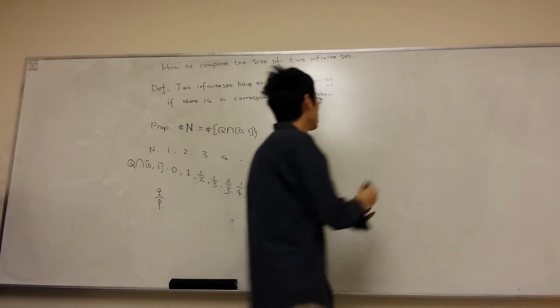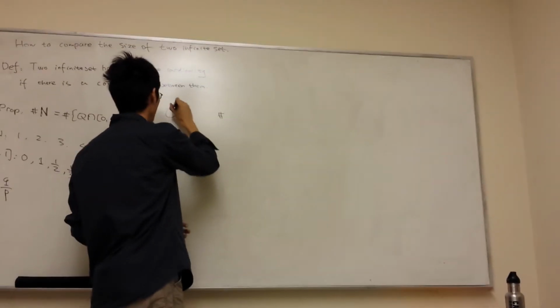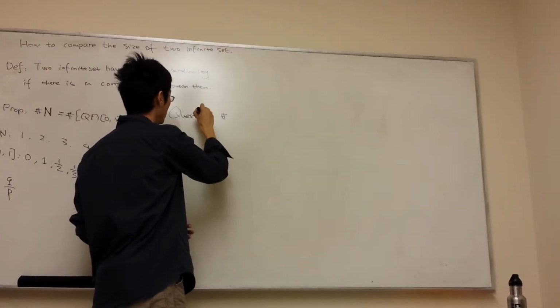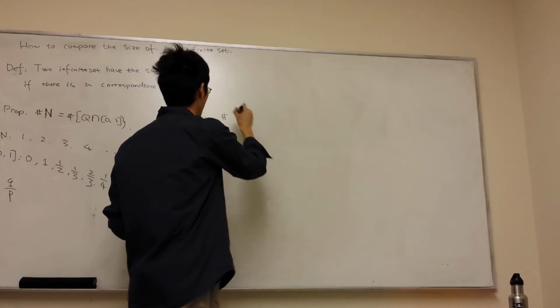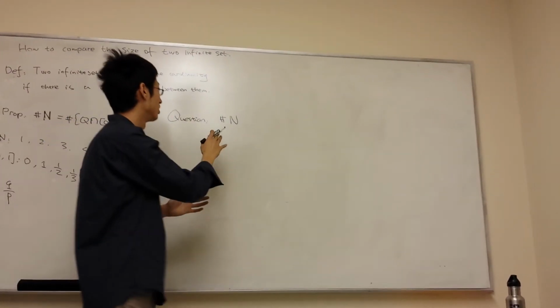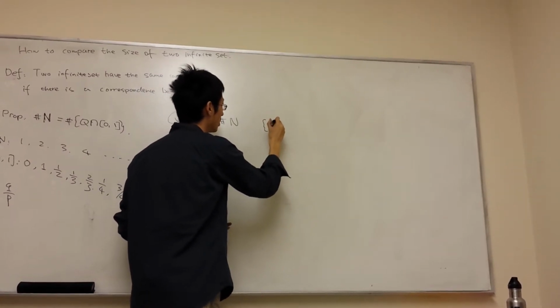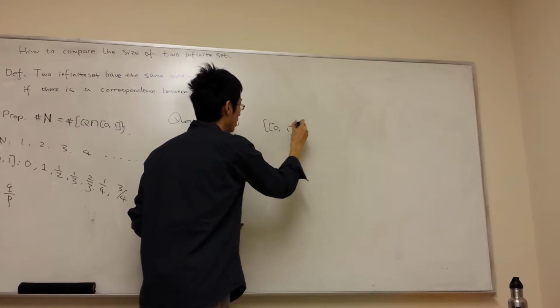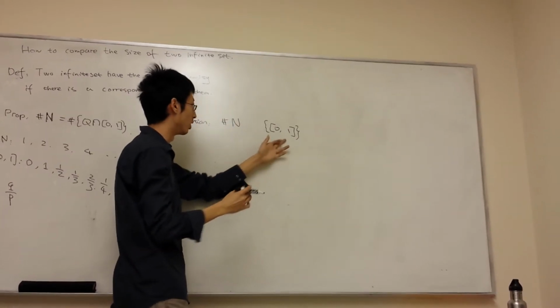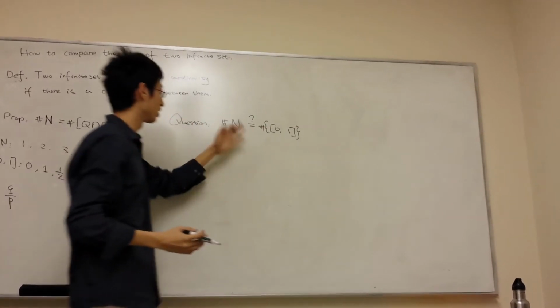So we want to ask a question: which set is larger, the natural numbers or the real numbers in [0, 1]? Are they equal?